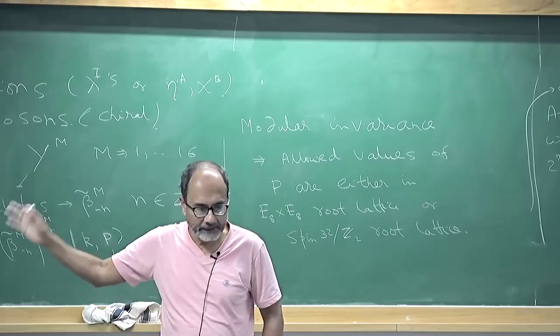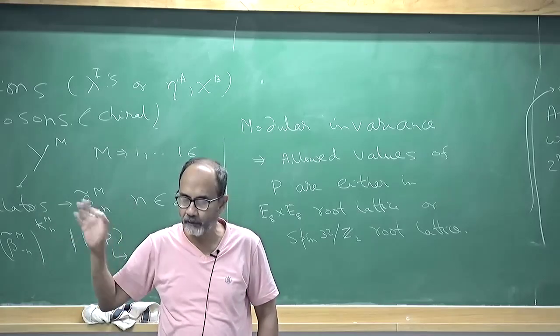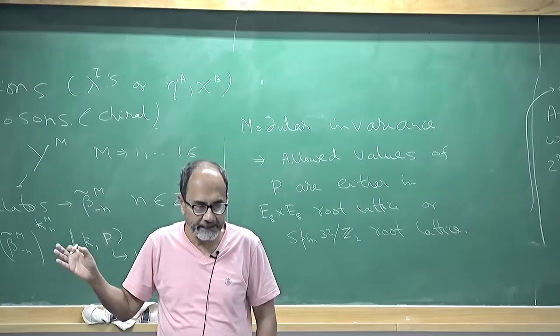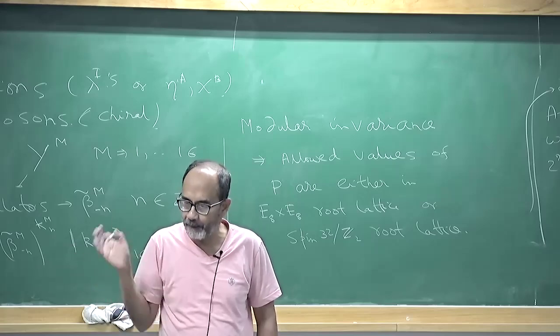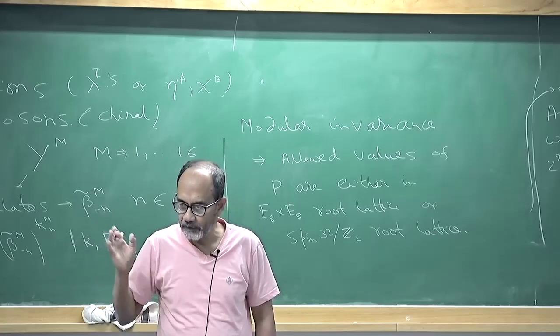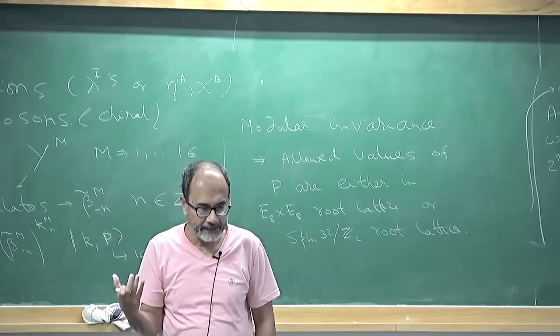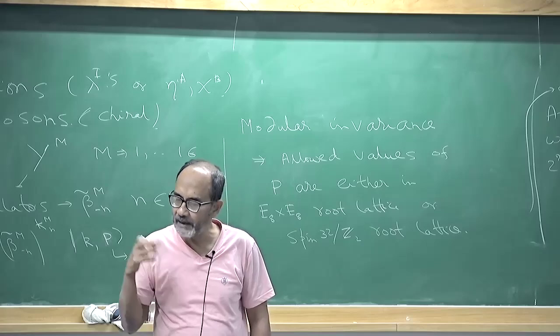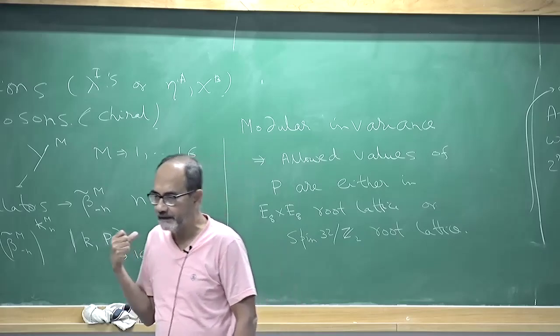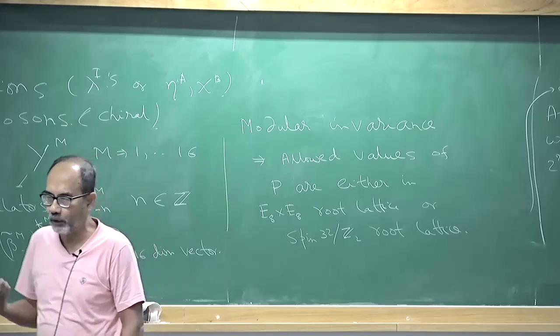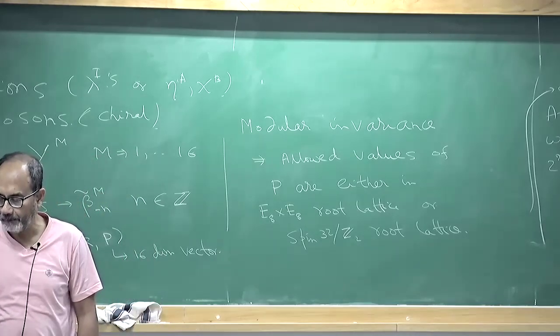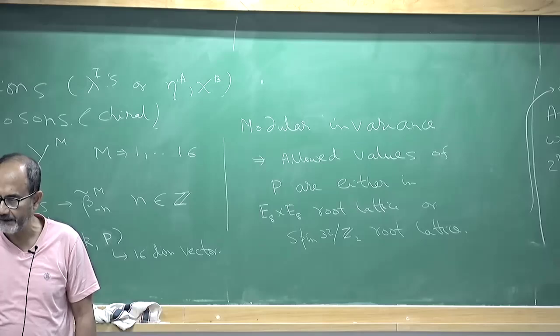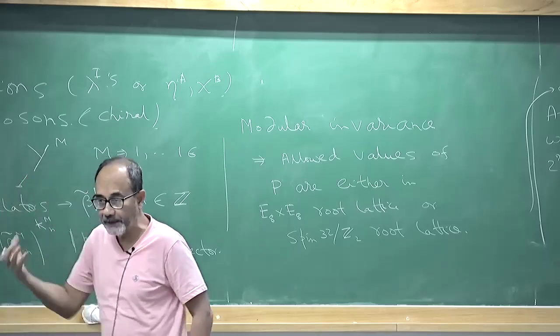You can check, if you look at the spectrum that we have constructed, that the SO32 vector never appears, because starting from the NS sector ground state, we have to apply an even number of oscillators. So an even number of oscillators already tells you there is a projection. The vector representation cannot appear. Even in the massive sector, the number of oscillators is always even. That rules out the vector, but some spinor representations are allowed.